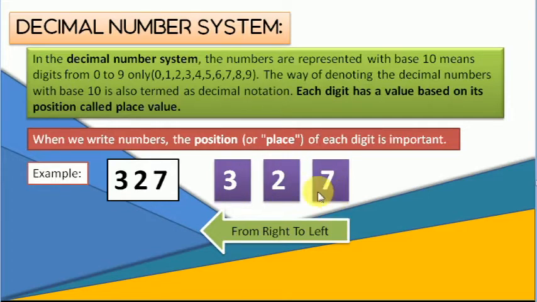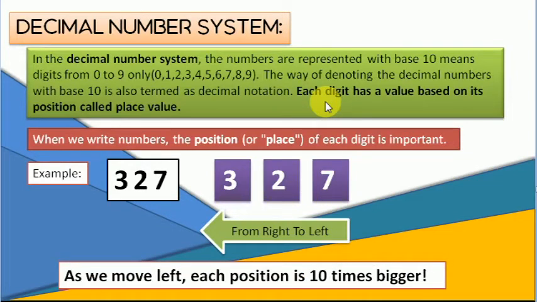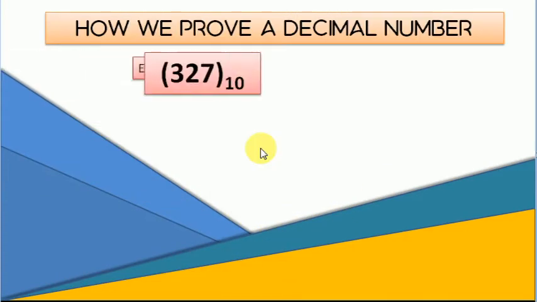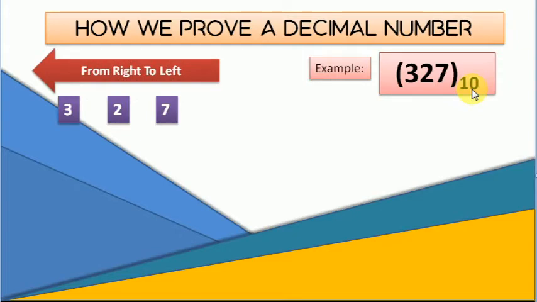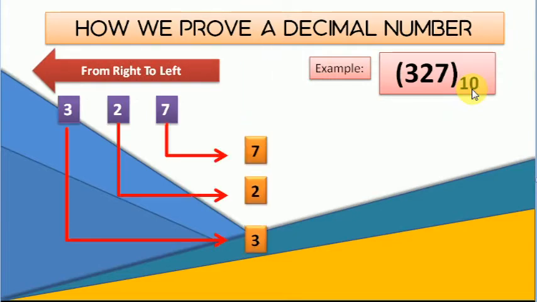You know that there is the 1 place, 10 place and 100 place. As we move left, each position is 10 times bigger. You already know that we have to move from the right to the left side. How are we going to prove the decimal number? I'm going to use the same number. 327 is a decimal number. The base is 10. So how are we going to write it down? 7, 2, 3. Exactly the same format you have to follow. From right to left, you put arrows like this: 7, then 2, then 3. Put these three arrows, and 7, 2, 3.